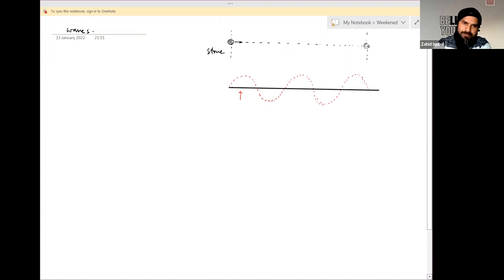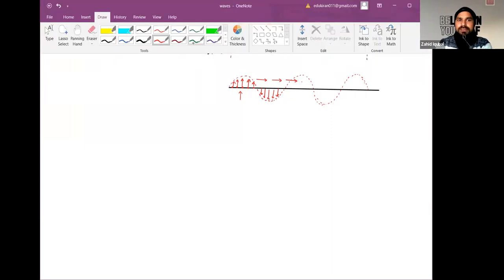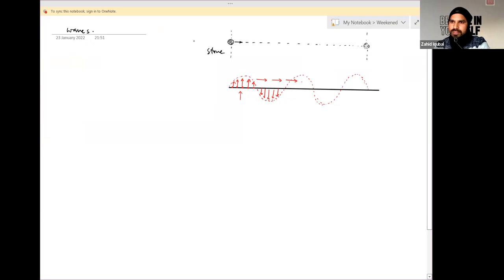So in this case, the particle is simply oscillating to and fro, simply up and down, to create a disturbance which propagates along the medium without any displacement of matter particle from one point to another. So this is another way of transferring energy from one point to another without the displacement of matter particle. This phenomenon of transfer of energy and momentum from one point to another is called wave.